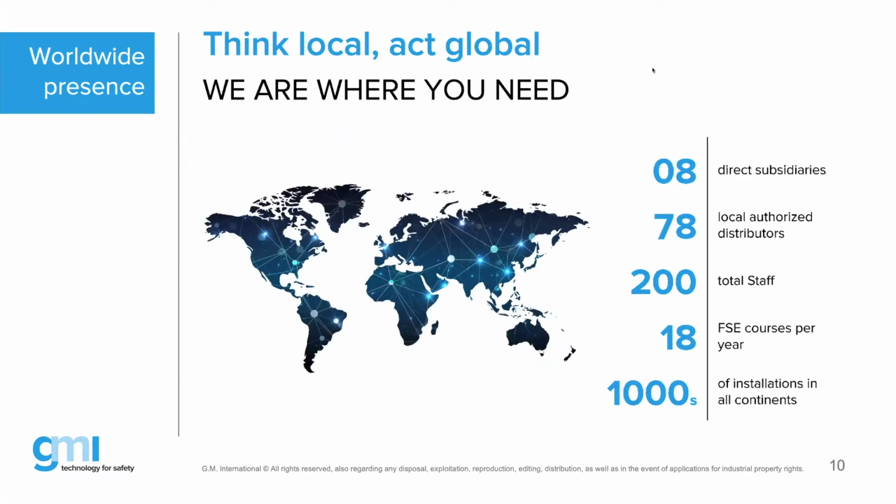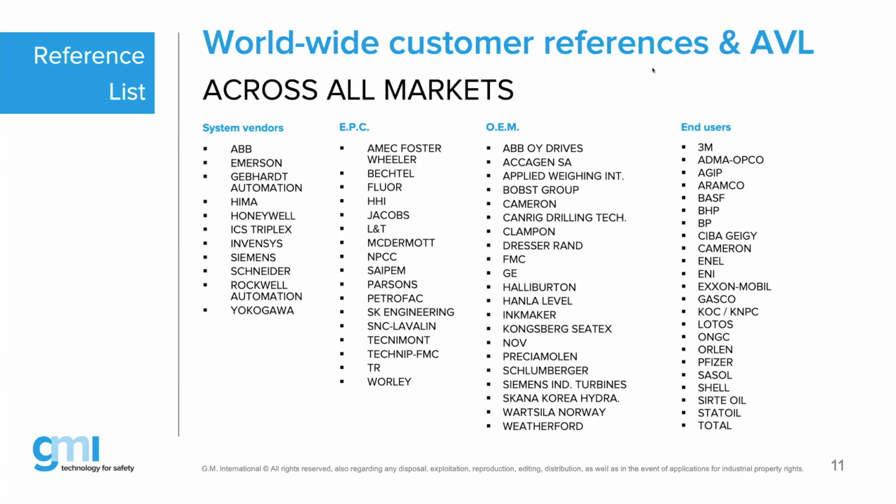As said, we are Italian, but we are present almost worldwide. We have 8 subsidiaries, offices around the world, as well as partners. And we are delivering 18 to 20 trainings per year. 2020 is a very special year due to COVID. Unfortunately, we will not be able to cover the same numbers. But in 2021, or at least by the end of the year, we will try to recover this situation. Of course, we have thousands of installations around the world. We have different kinds of customers, ranging from system vendors, EPC, OEM, as well as, of course, end users.